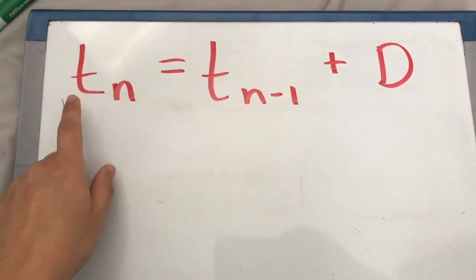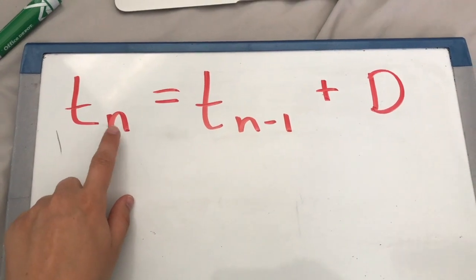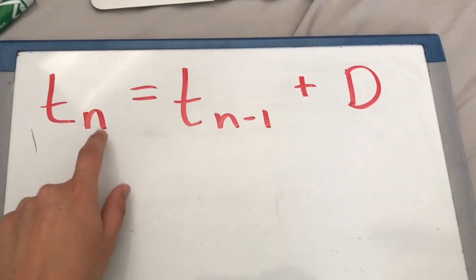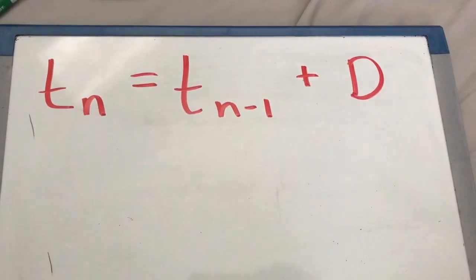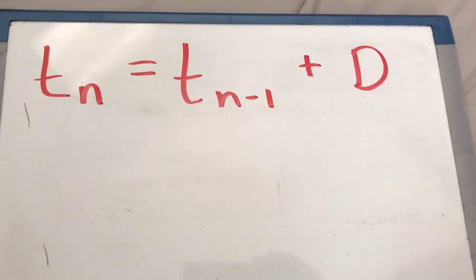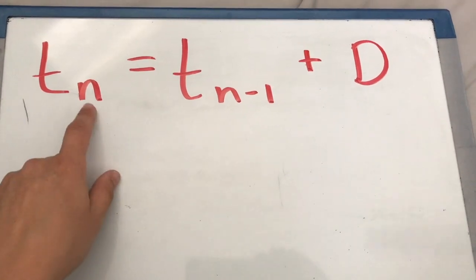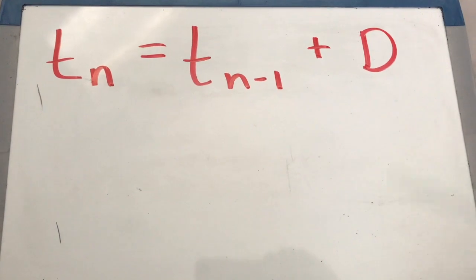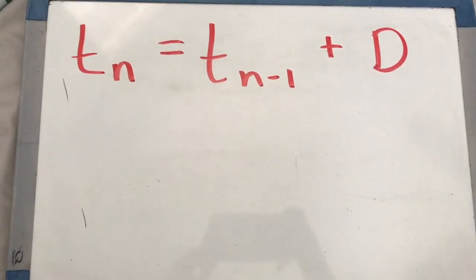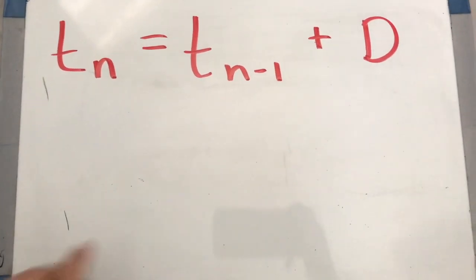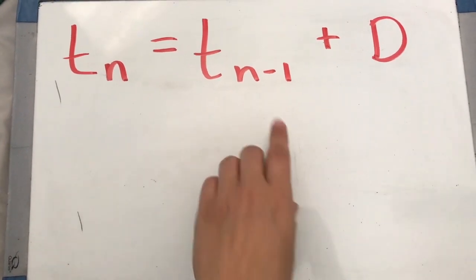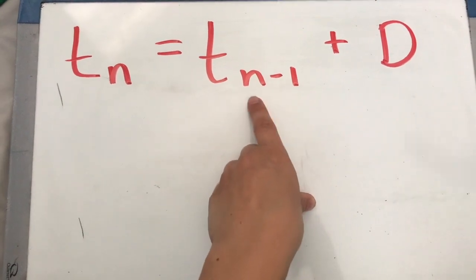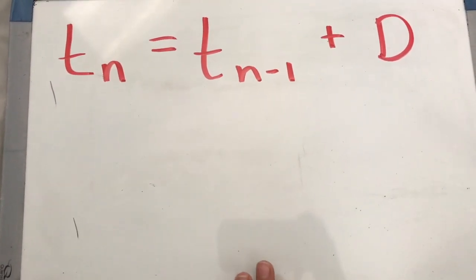So t of n, we know that n tells us which term we're looking at. So we're going to plug in any number we want for n to be able to find that term. Okay, so if I plug in 1 for n, then that's going to tell me what my first term is. And then t of n minus 1, that just means the previous term. Because if I'm just taking 1 away from n, that's going to give me the number that came right before it.